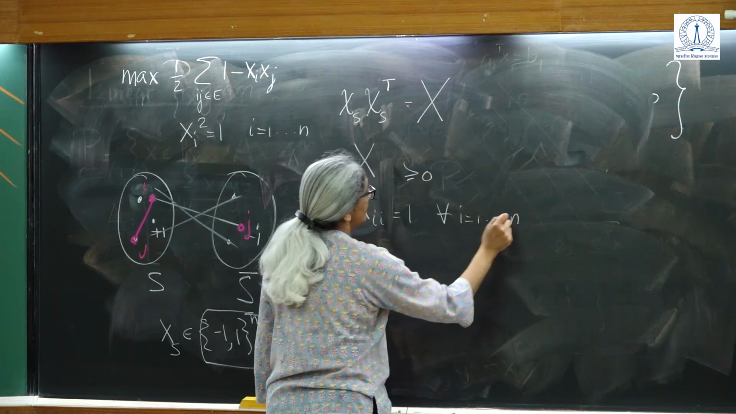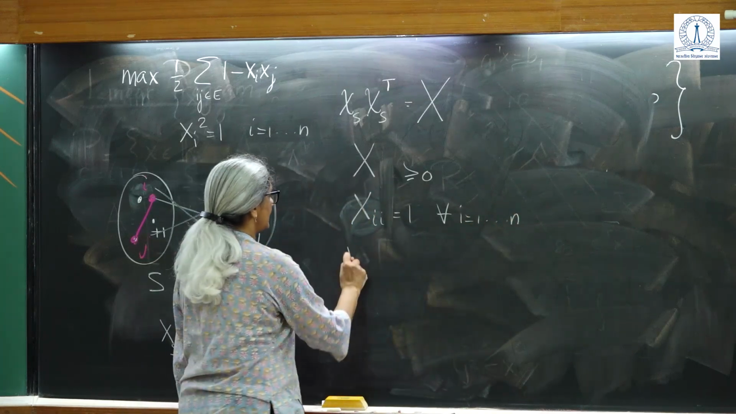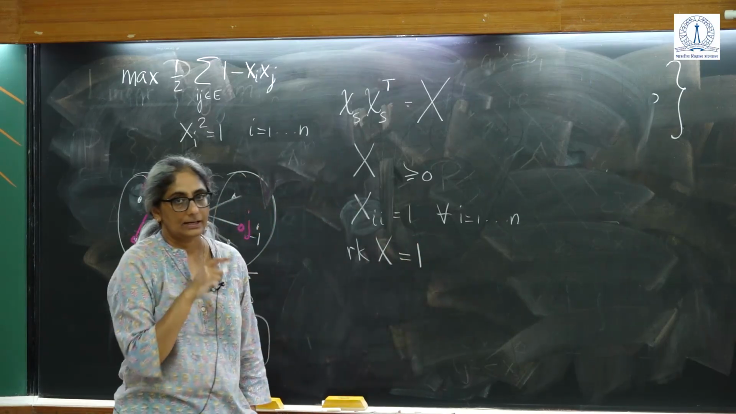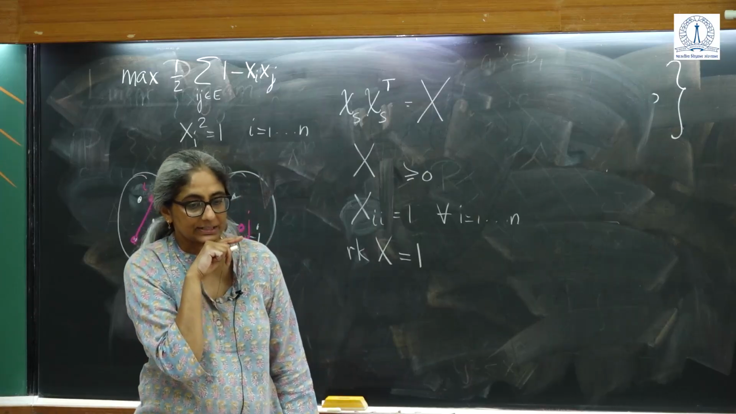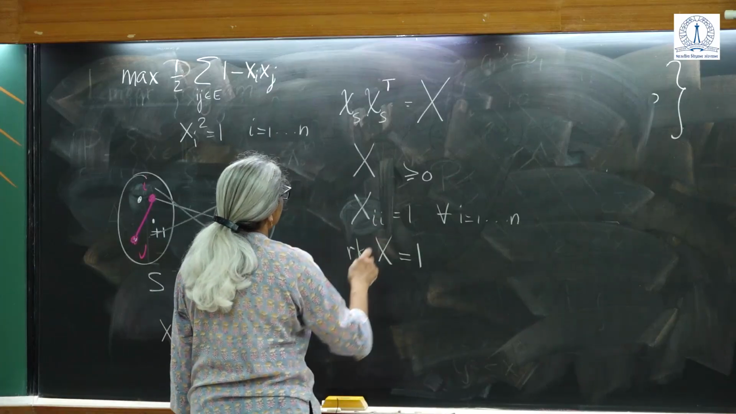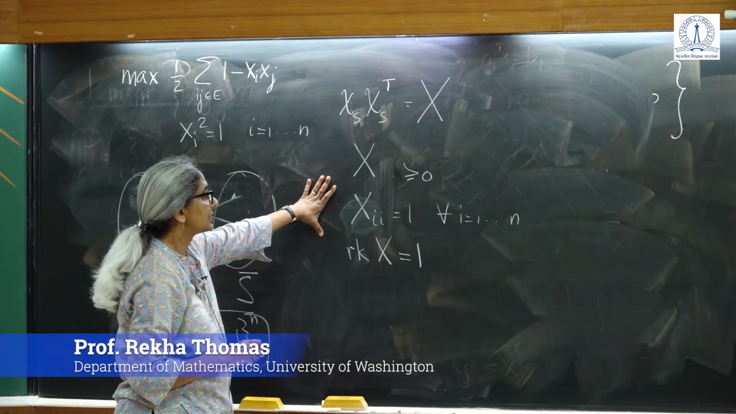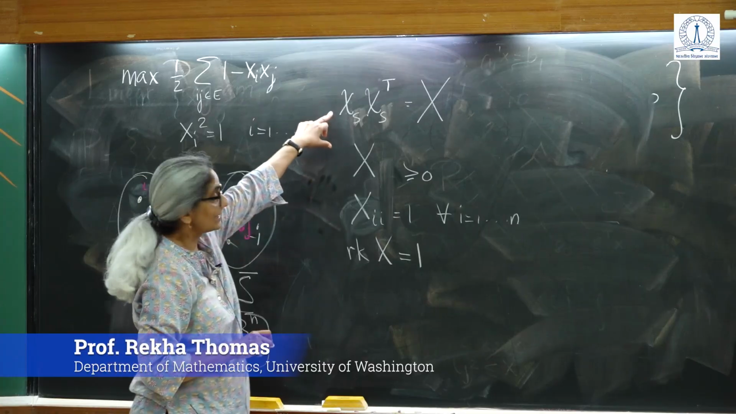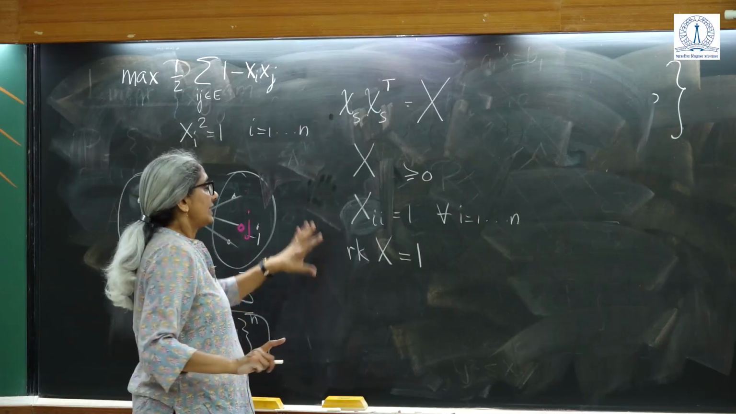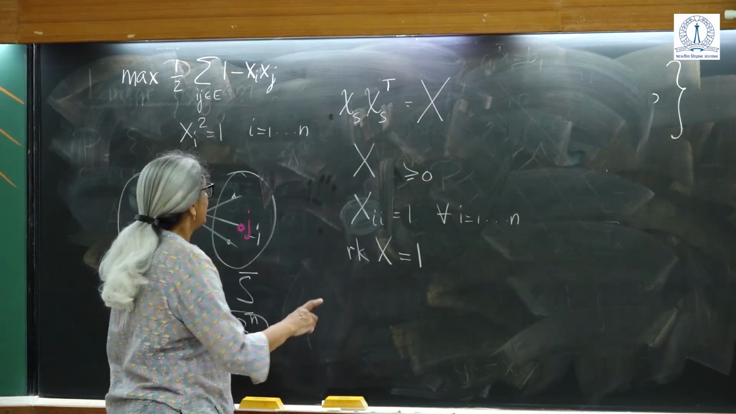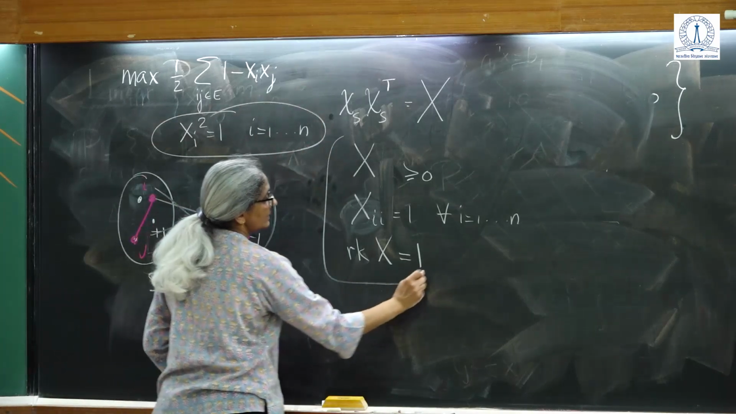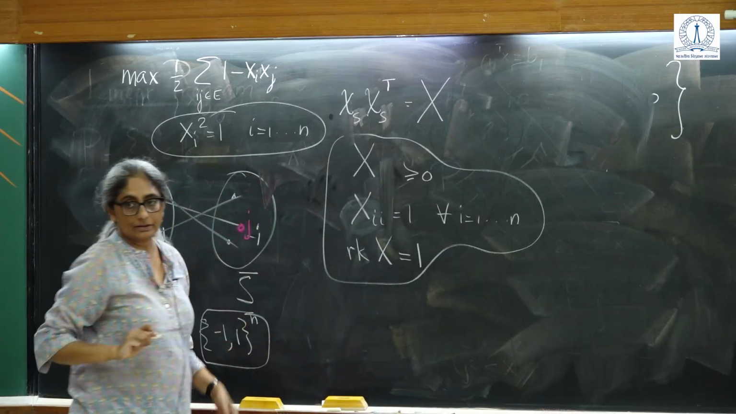So I'm just listing some properties. And the other property I have is that the rank of X is 1, right? Because it's the outer product of a vector with itself. Okay, and then you can check that if you have any X with these 3 properties, it exactly comes from inner producting a plus minus 1 vector with itself. So you have to argue a little bit, but this set over here is exactly in bijection with this set over here, okay?